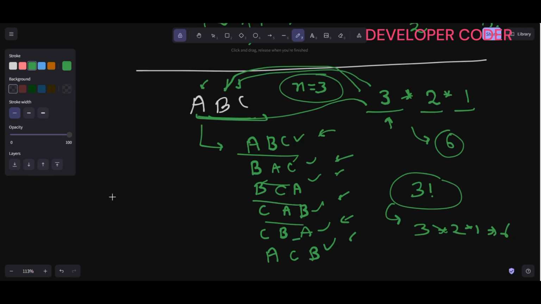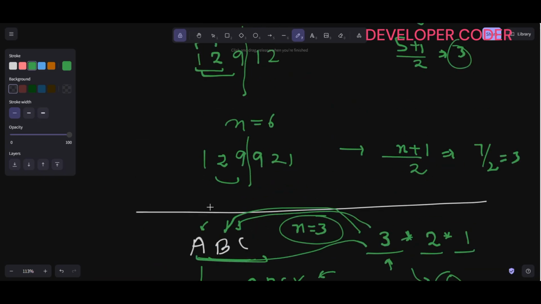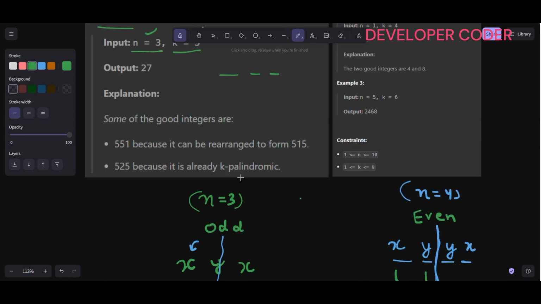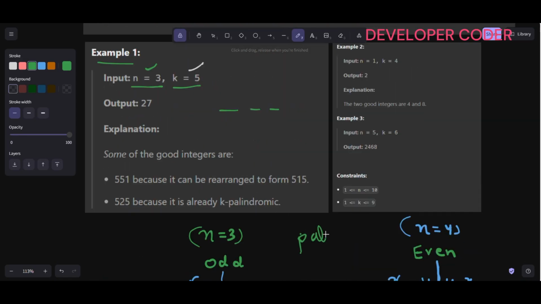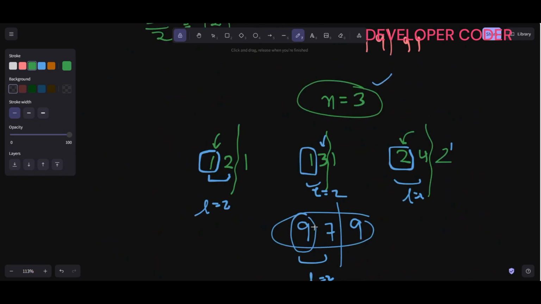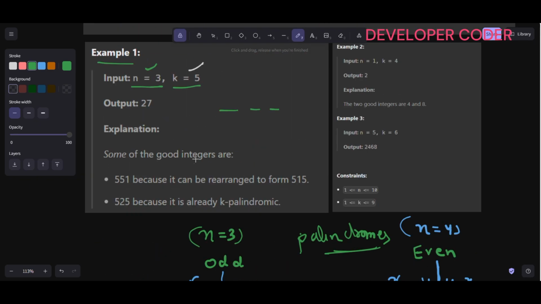Now why am I talking about permutations here? Because here we are talking about palindromes. So now see this example: sum of the good integers. n is equal to 3, k is equal to 5, output is 27. It is saying that 27 is the sum of the good numbers.